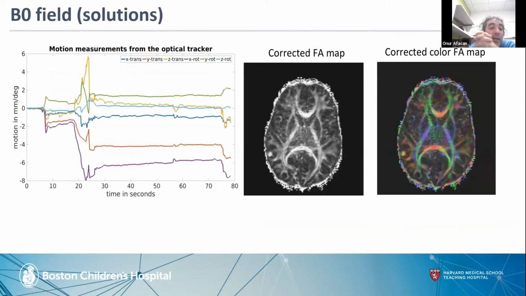Here we combine two technologies. We combined real-time motion measurements from an optical tracker plus our dual solutions. And here's the corrected FA and color FA map. As you can see, although the kid almost moved all the time during the scan, almost 6 degrees and 6 millimeters, we were able to get a very nice looking FA map and color FA map.